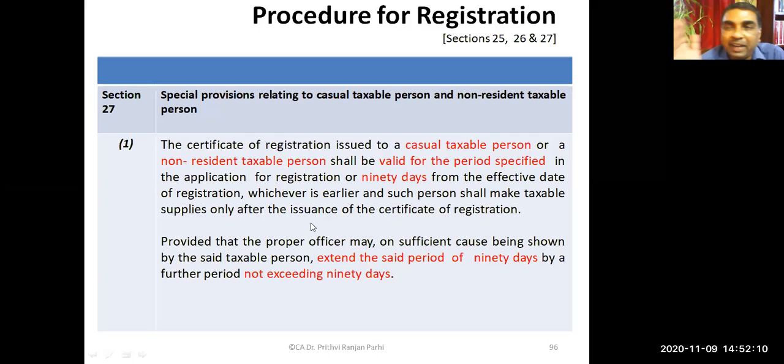And this period of 90 days can also be extended. The proper officer may extend the period of 90 days, but not beyond a further 90 days. The provision reads like this: the proper officer, on sufficient cause being shown by the said taxable person, may extend the said period of 90 days by a further period not exceeding 90 days. That means 90 days can again be extended for another 90 days. Is it clear? This is about casual taxable persons and non-resident taxable persons registration.